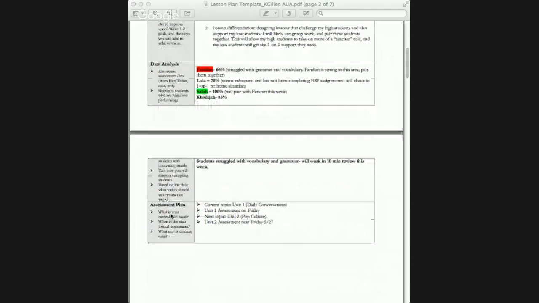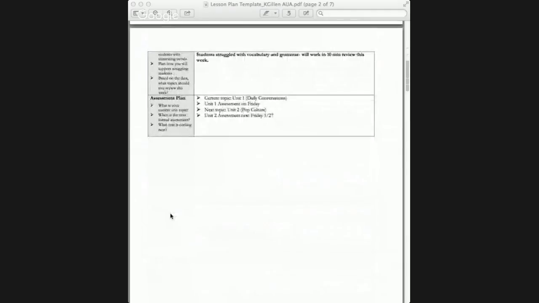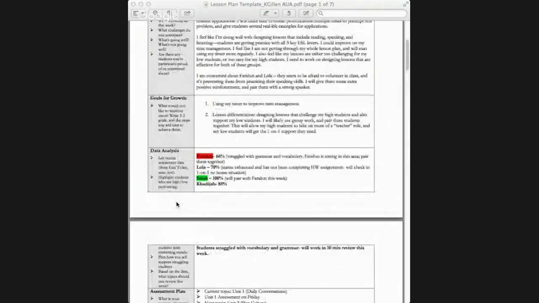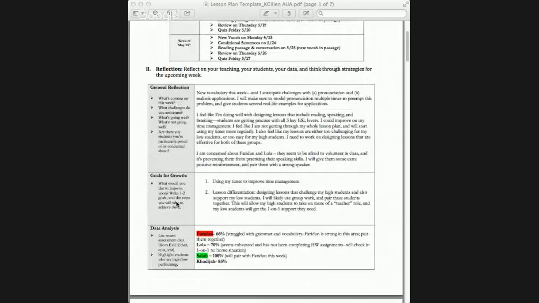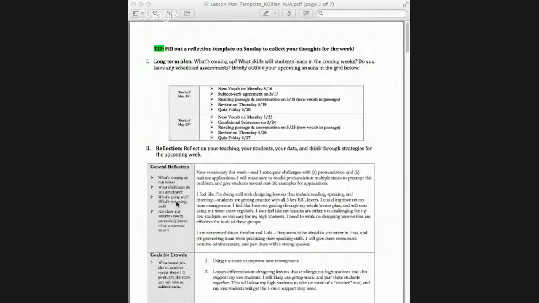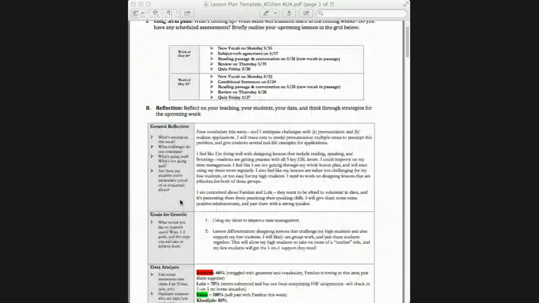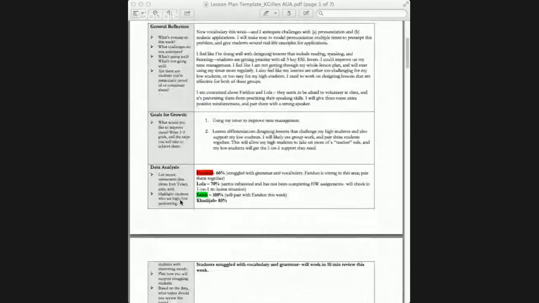So the assessment plan is next. Essentially, this is where you're planning when you're going to get your next data. So here, I'm giving a quiz on Friday, and then my next quiz after that will be the following Friday. So you're working towards those. Okay, so that reflection, I took a little while to go over it, but that should take you about 15 to 20 minutes to fill out on a Sunday. And I promise it will save you time and effort during the week when you're actually teaching.